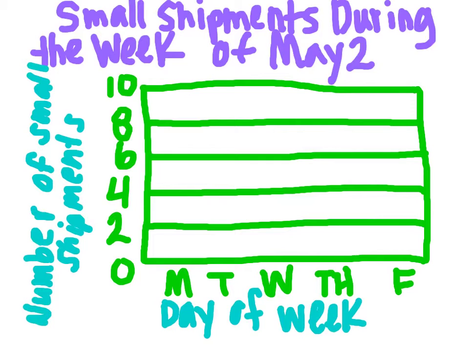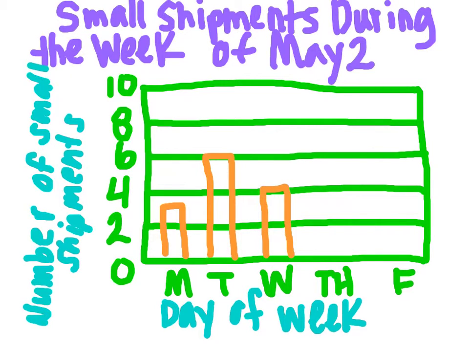Now, I need to fill in the bar graph with different bars. On Monday, I think we had 3 shipments. On Tuesday, I think we had 6 shipments. On Wednesday, we had 4. On Thursday, it was busy, we had 8. And on Friday, we had 4.